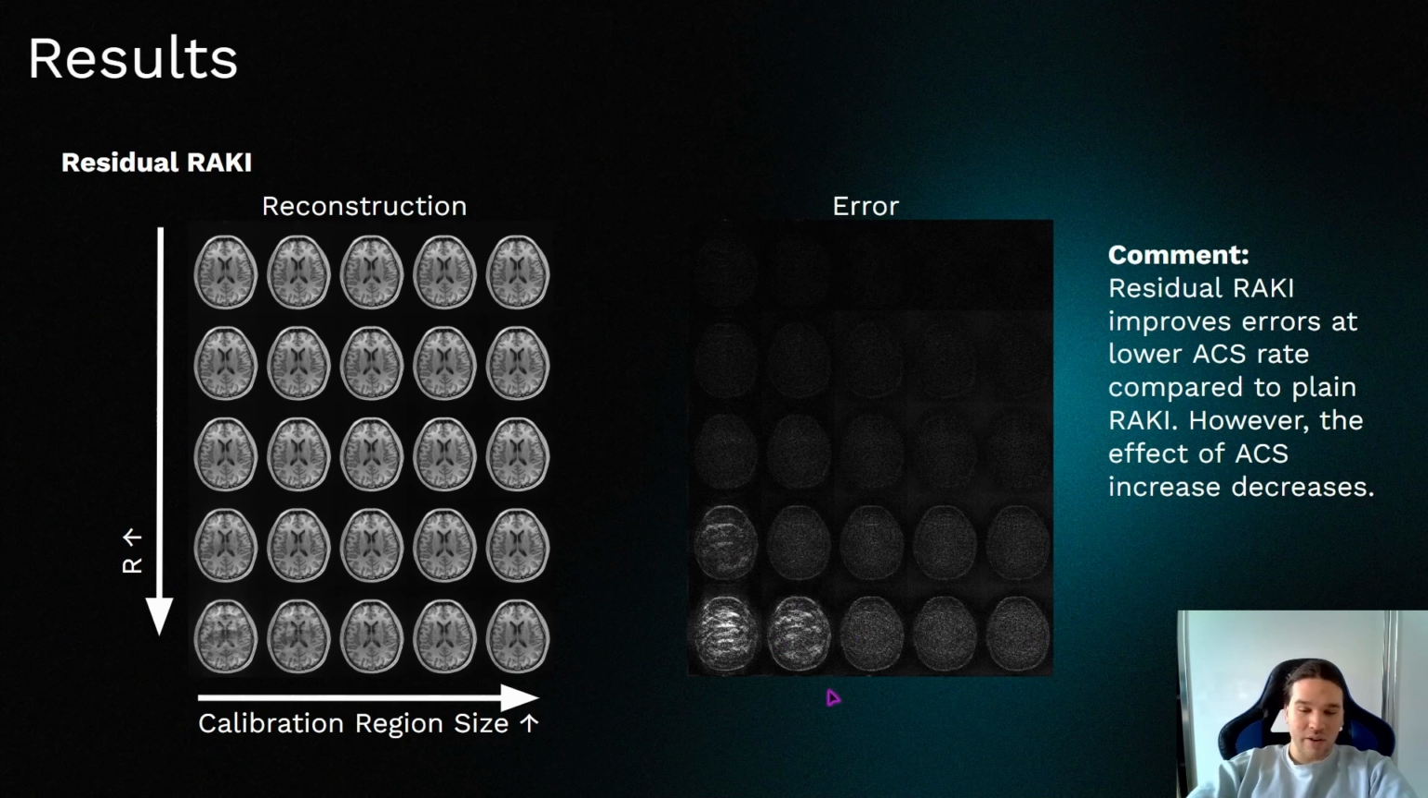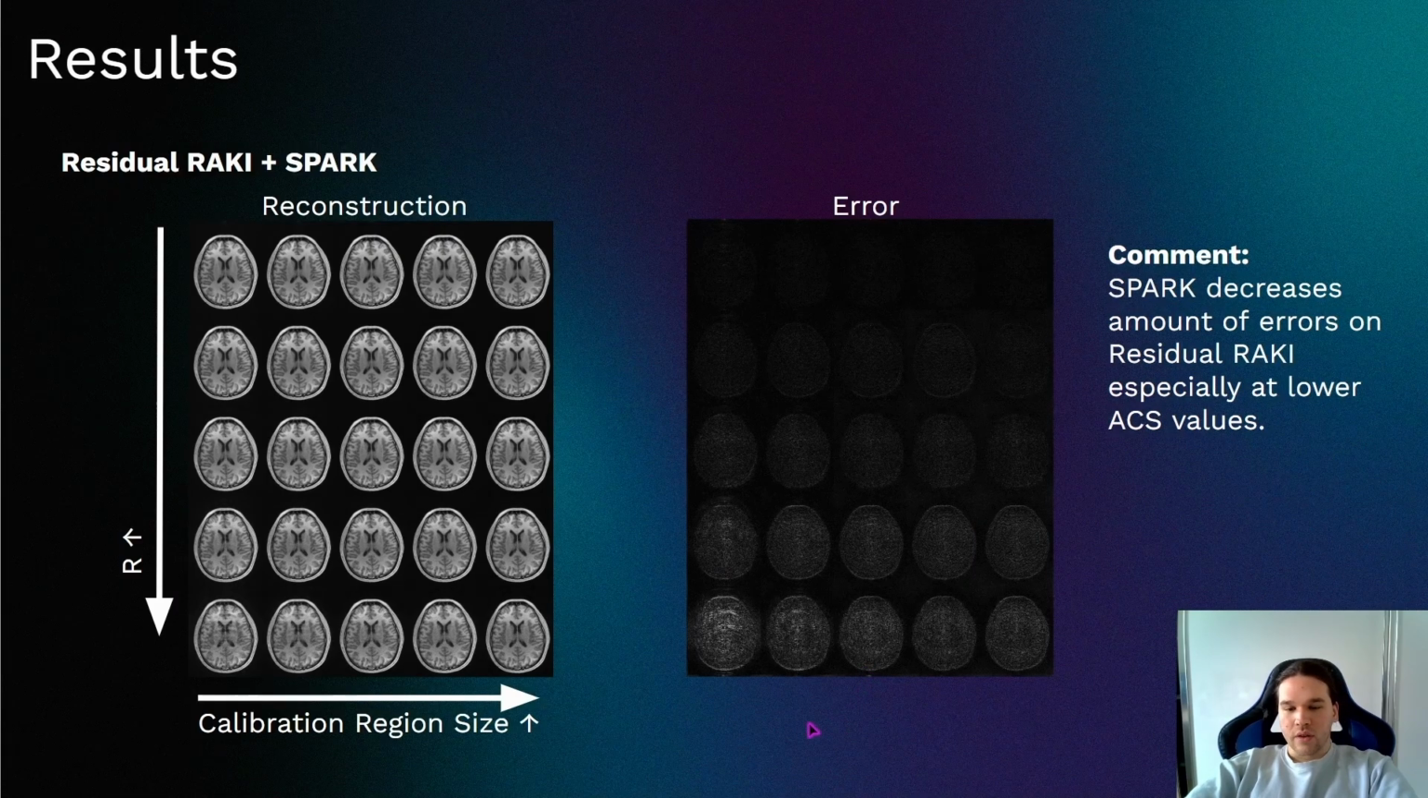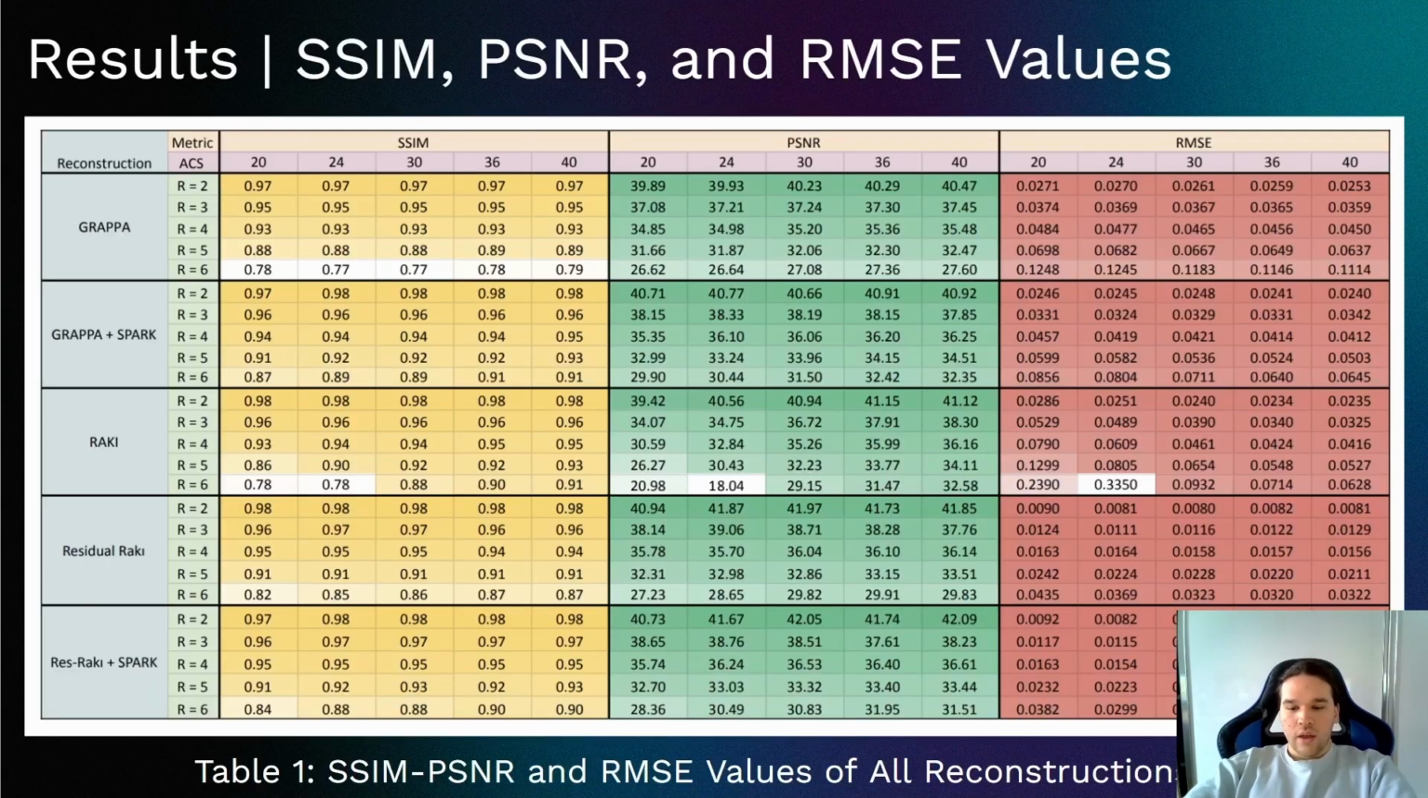We can apply SPARK on top of these reconstructions to obtain these results. Again, these results are very nice compared to residual RAKI or RAKI by itself. We have artifacts here and there, but the error is again mostly noise in this case. We have assembled all of the quantitative metrics into a table, and we will be summarizing these as well, but you can pause the video if you'd like to take a look at the values.